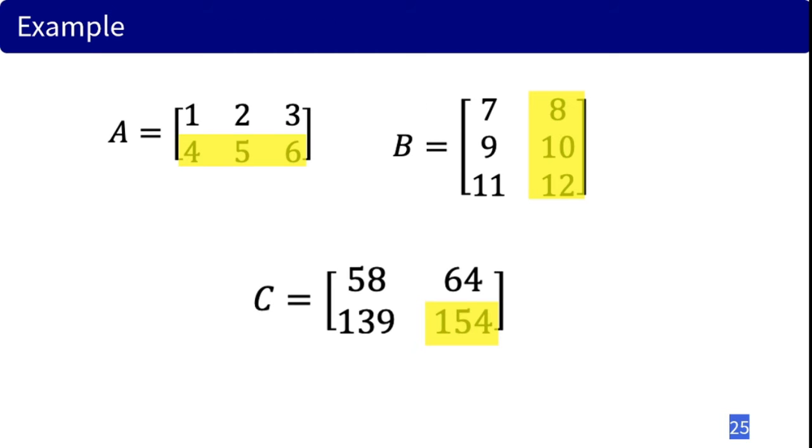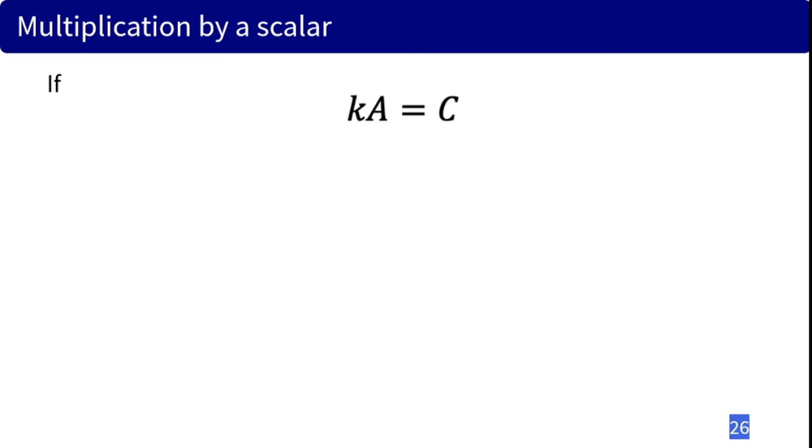Therefore, the product of A and B, product of B is C with the elements 58, 64, 139, and 54. Okay. How about if a matrix is multiplied by a pure number?